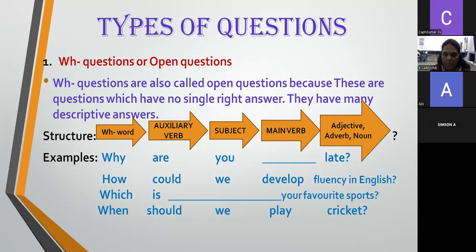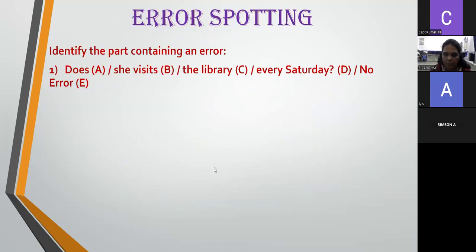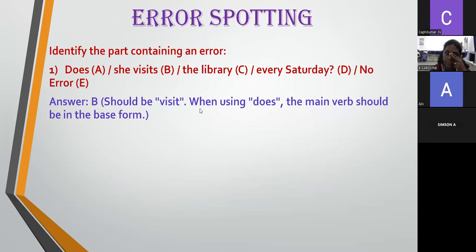Let's see the other examples. How could we develop fluency in English? Which is your favorite sport? Here we don't have a main verb. We only have the auxiliary verb is. When should we play cricket? Okay, let's see some exercises.